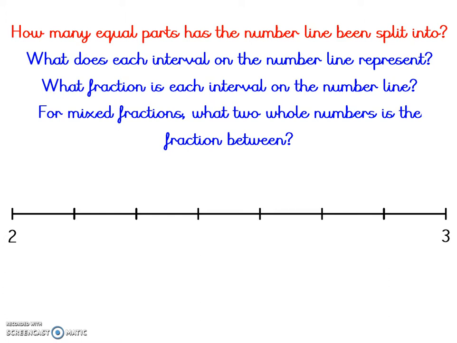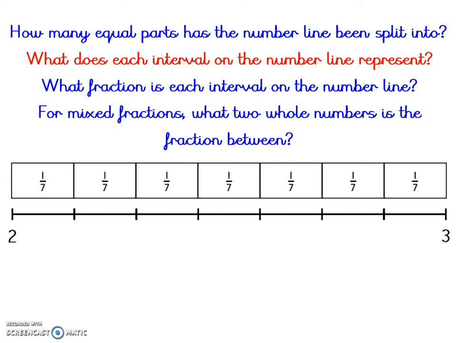So if the number line is longer, so it goes from 2 to 7, for example, just choose between two whole numbers, so 2 and 3, 3 and 4, whatever it is. How many parts has it been split into? Because this is what's going to let you know what that denominator is. So on this one, we can see that it's split into 1, 2, 3, 4, 5, 6, 7 parts.